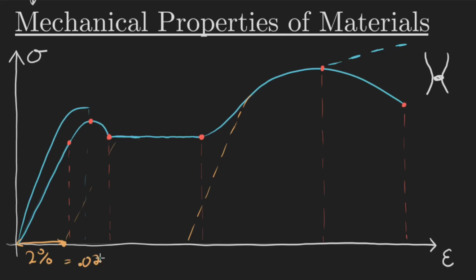And if you really wanted to throw units on here for strain, you could put radians or whatever. And then we take a line that's parallel to this one, and we go all the way up to here. And we say this right here is the stress and strain that we'd have to load it up to, so that when it's unloaded, it has a 2% strain relative to the original case.